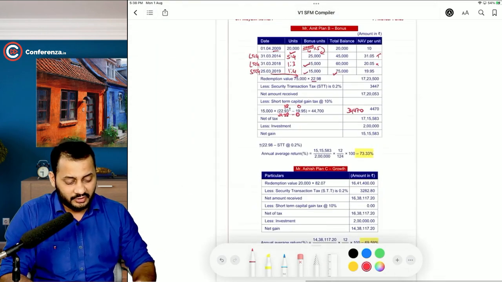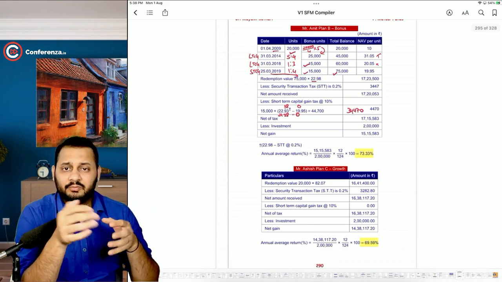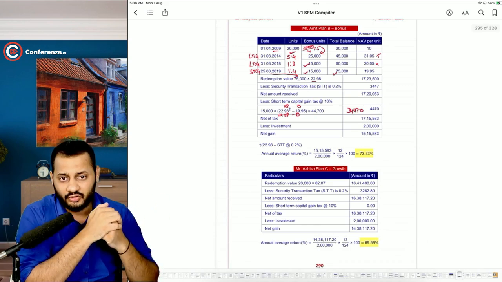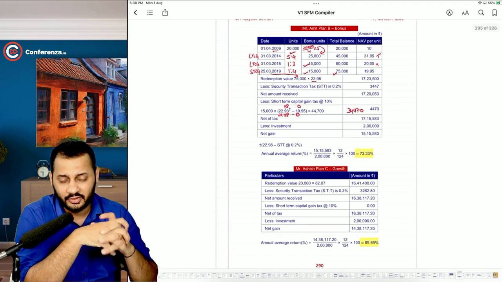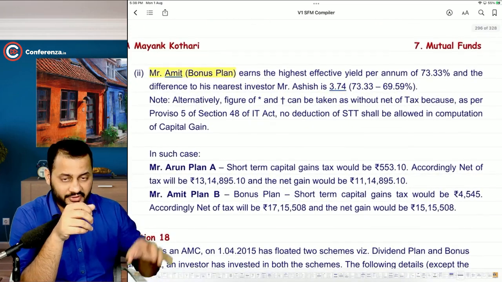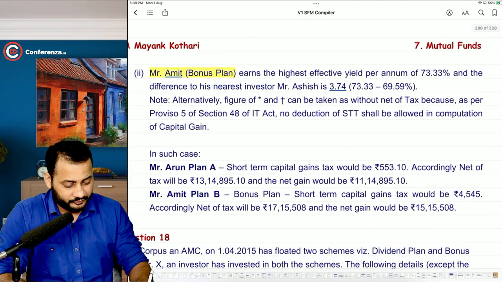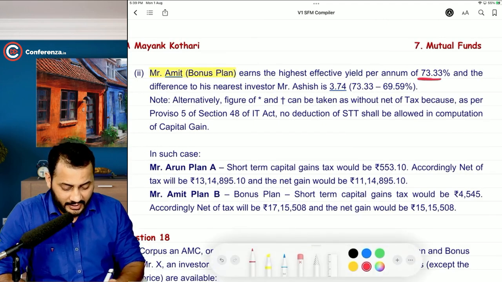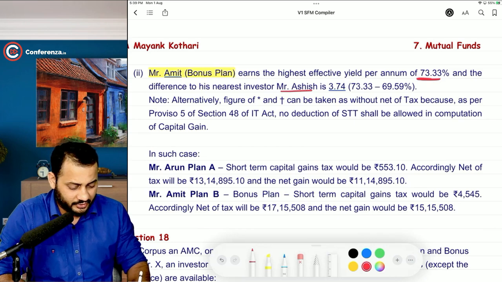So you have all the three answers with you. You can clearly see that the dividend reinvestment plan takes a lot of time to solve. After that, the bonus plan, and then the growth plan is very easy to calculate. Mr. Amit, the bonus plan earns the highest effective yield, 73.33, and the difference to his nearest investor is Mr. Ashish, which is having a growth plan.